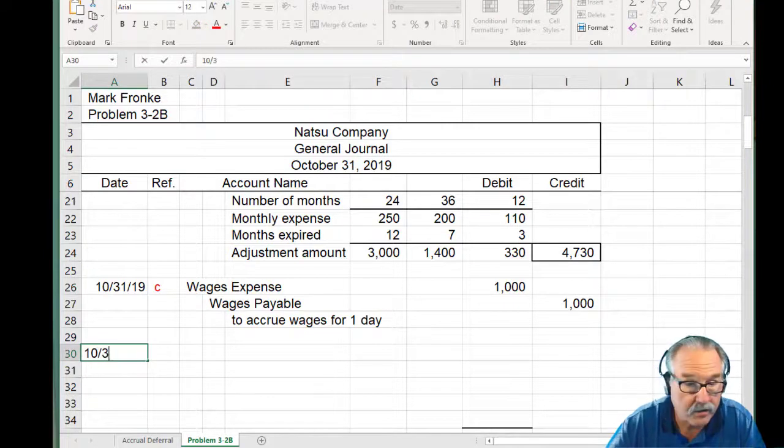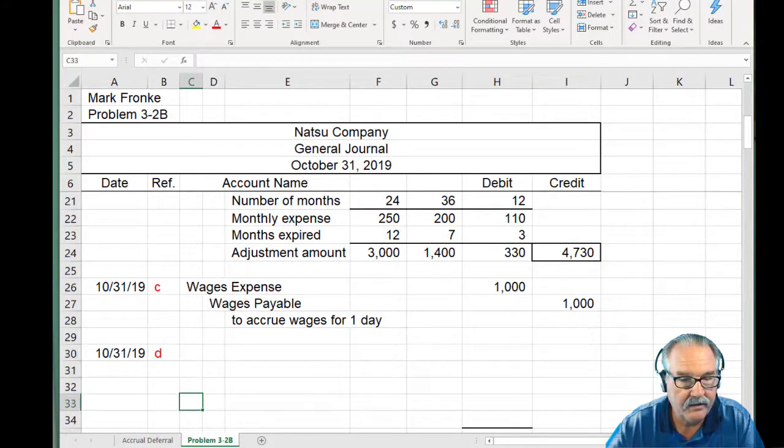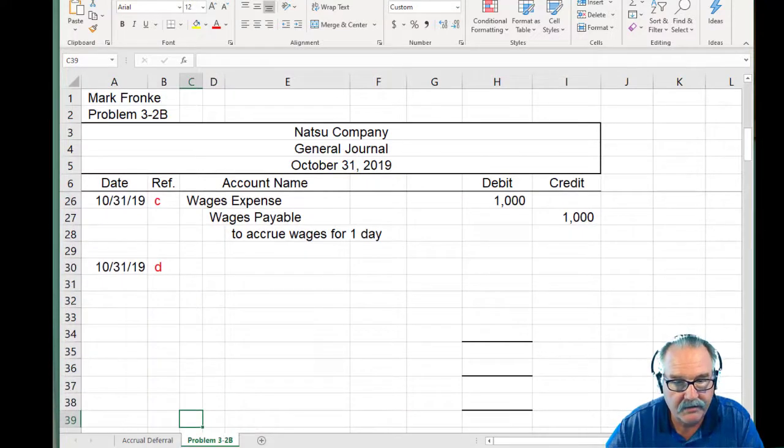Transaction or journal entry or adjusting entry D says that we have a building. We paid $175,000 for it. It has a $40,000 salvage value and a 25-year life. They've given us the amount of annual depreciation, but let's go ahead and calculate it. All right, I'm going to stop the video. I'm going to prepare the schedule, and I'll be right back.